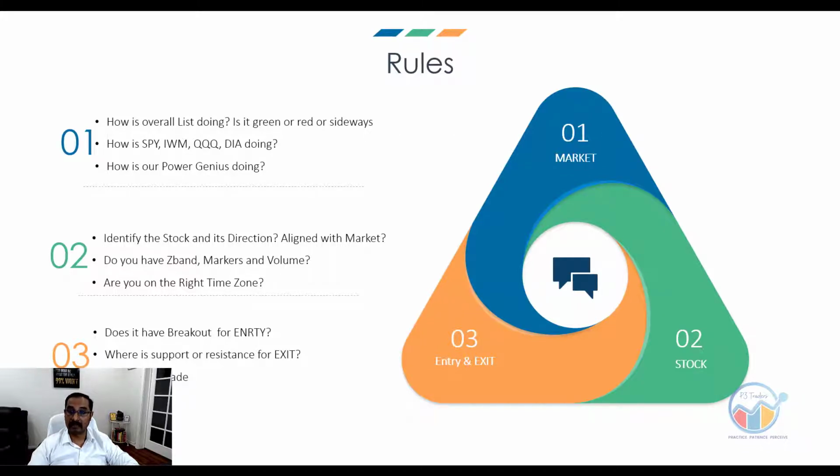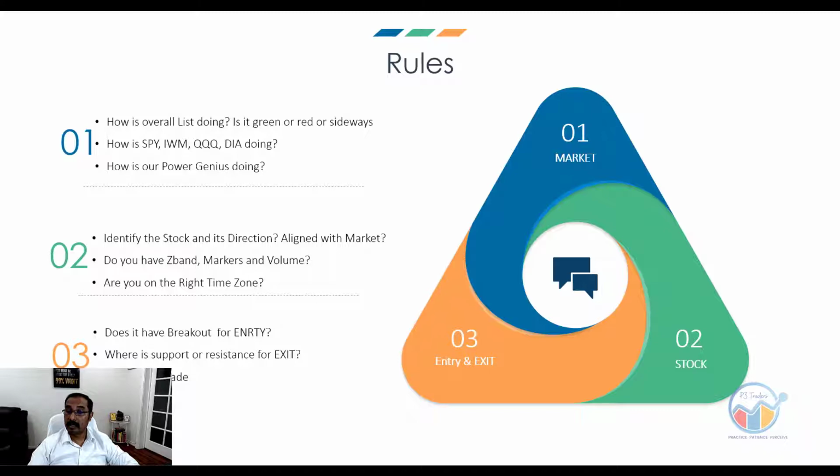If it is a green trend and you are going to buy a call, find out is it aligned with the green direction. If you want to buy a put, is it aligned with your red direction? And most importantly, are you in the right time zone? I can explain what the time zone means.